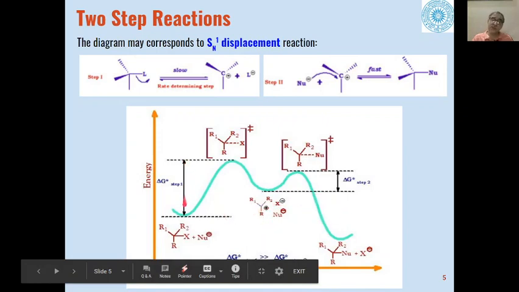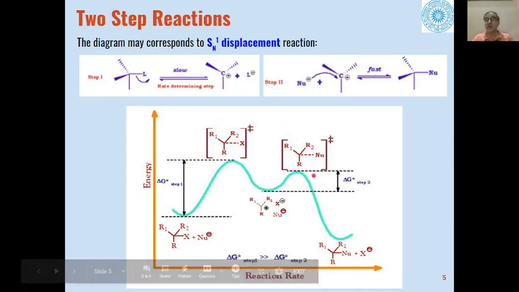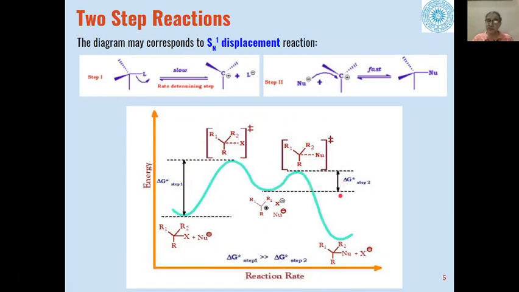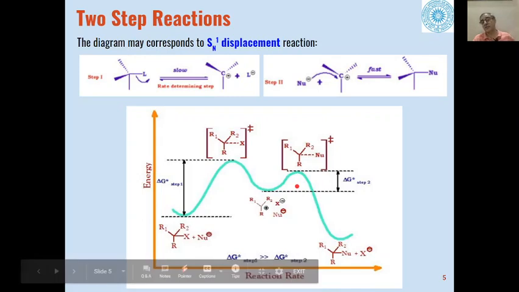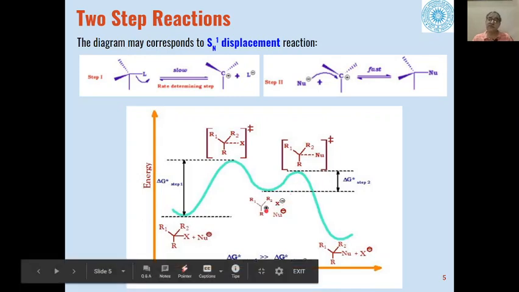So this much energy of activation is required for conversion of the substrate molecule into this transition state, and then this much is the change in energy, that is, from the intermediate to the second transition state we require this much delta G for conversion of this intermediate into this transition state, and overall the reaction is an exothermic reaction.